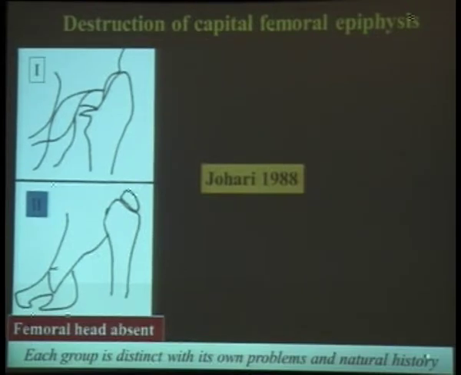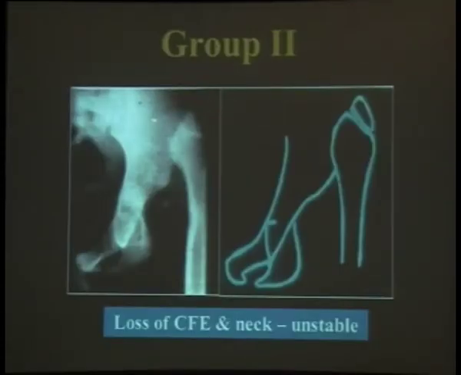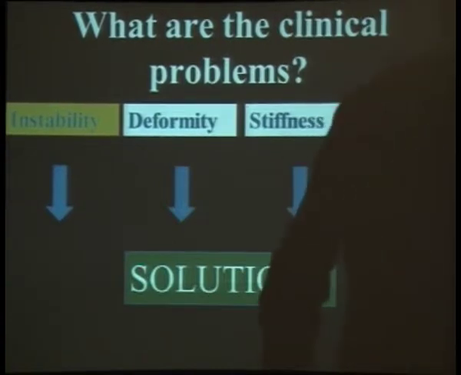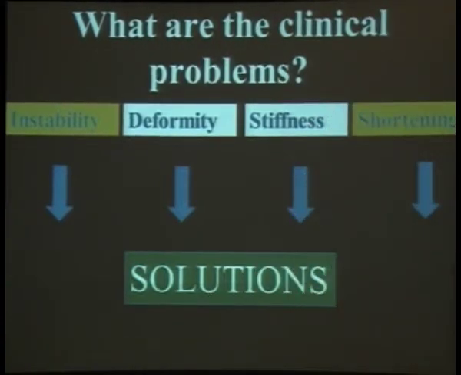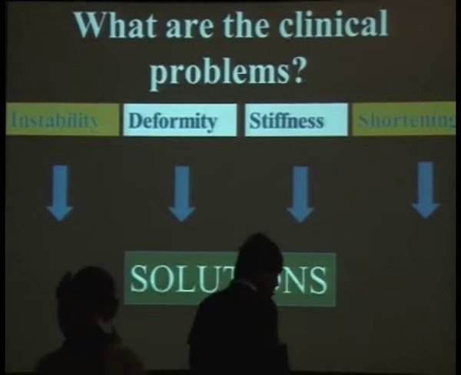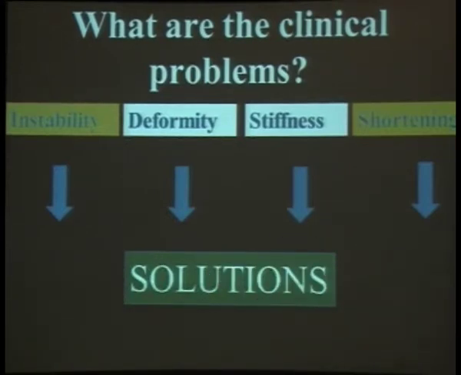So now let's look at decision taking in these cases. Group 2, I'll focus my attention solely on a situation where the femoral epiphysis is absent. What are the clinical problems when we are faced with the situation of sequelae of sepsis? There can be 4 clinical problems. You could have either an unstable hip, like happens in group 2. You can have deformities, flexion deformity or adduction or an abduction deformity. You can have hip stiffness, or you can have a problem of shortening. Shortening problem affects all the groups.